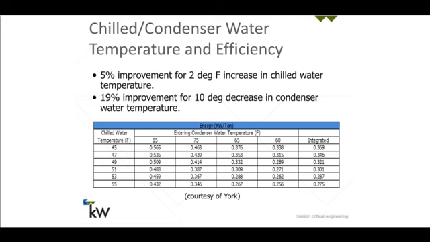And if you move to 60-degree chilled water temperature, you start to see chiller efficiencies in the 0.2s to 0.3 kW per ton. But a general rule of thumb is you see a 5% improvement in chiller efficiency for every 2 degrees Fahrenheit increase in chilled water. You see a 19% improvement for every 10-degree decrease in condenser water temperature.